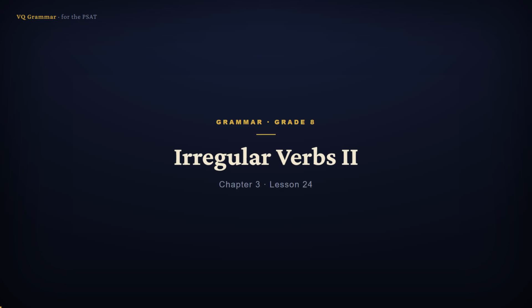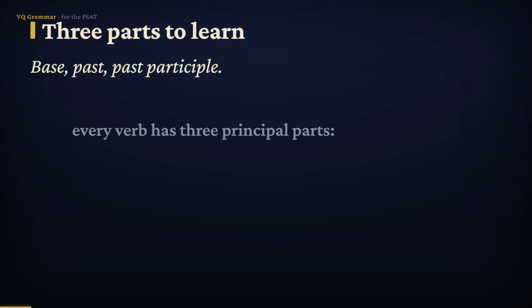Welcome back to Grammar Fundamentals for the PSAT. This is Chapter 3, Lesson 24. Last time, we met one batch of irregular verbs. Today, we meet a second batch with some brand new patterns. And we'll nail down the one rule that catches almost everyone: when to use the past participle, the have, has, or had form. Let's set up the board.